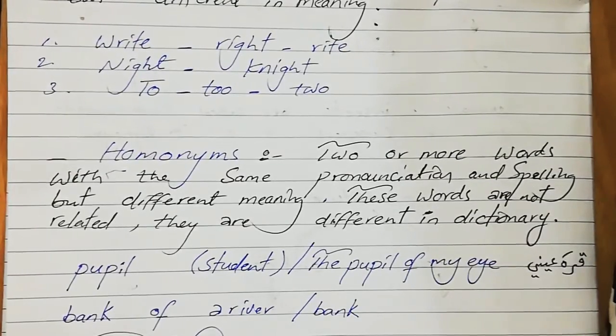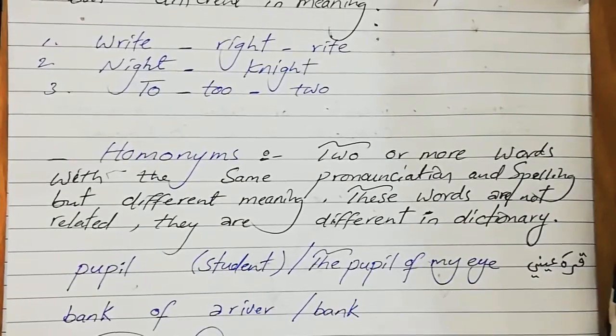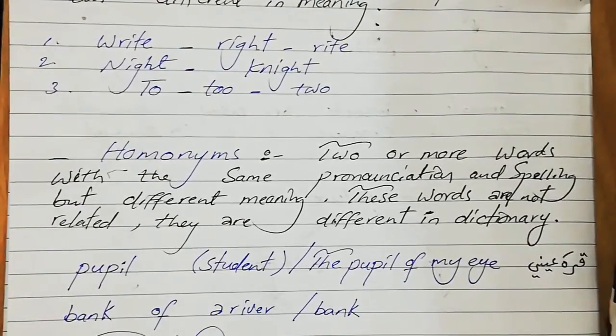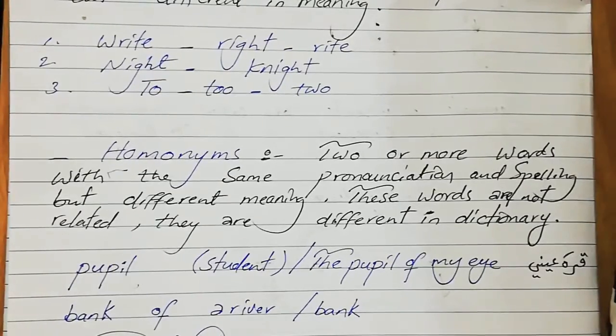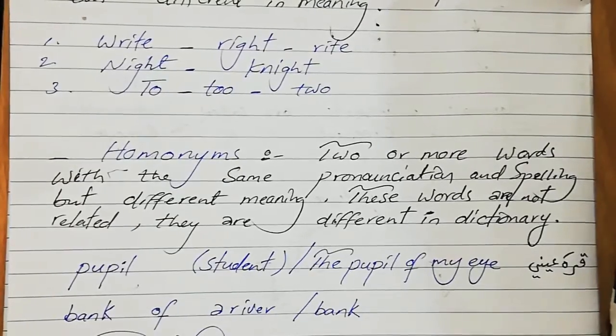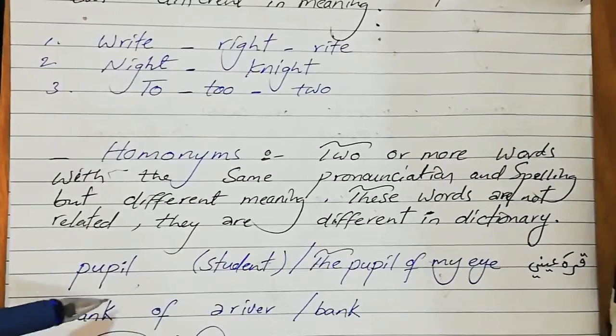The most famous example is bank. Bank of a river, and we also have the regular bank. Pupil, which is students, and sometimes you say you are the pupil of my eye. Homonyms are words that have separate histories and meanings but have accidentally come to have exactly the same form. It is the same word but it gives a different meaning.